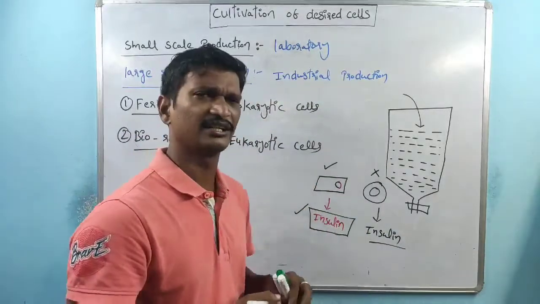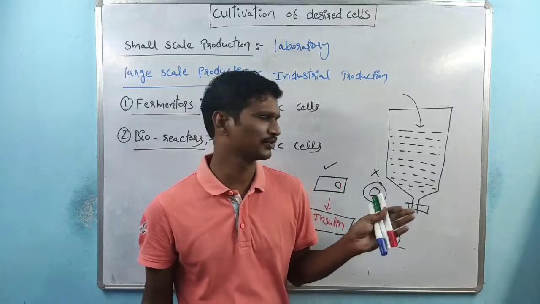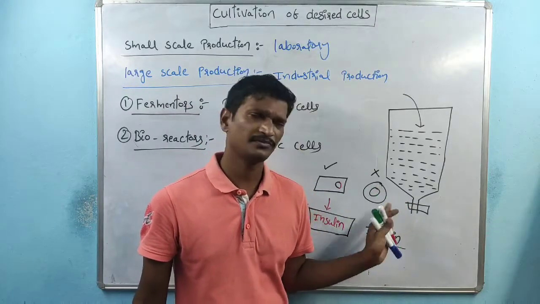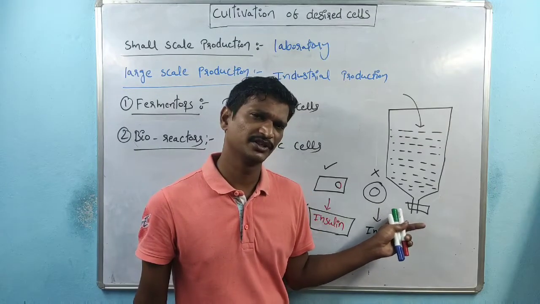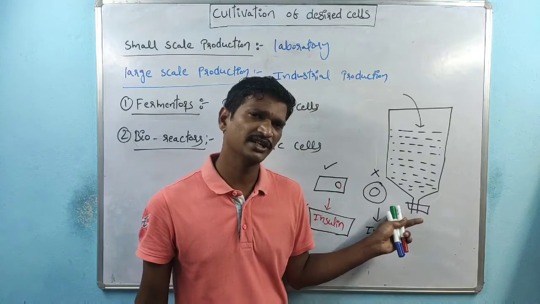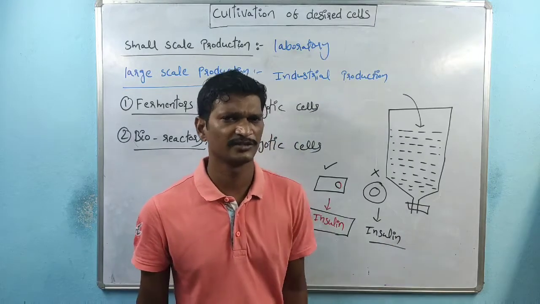Coming to the cultivation of eukaryotic cells, it is very difficult. Here we have to maintain the pH, temperature, minerals, and different types of conditions. Finally, we produce the insulin. Here, the cost of raw materials is very high in the eukaryotic cell cultivation process.